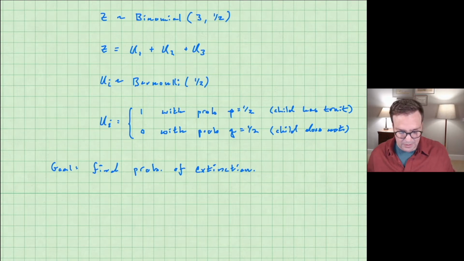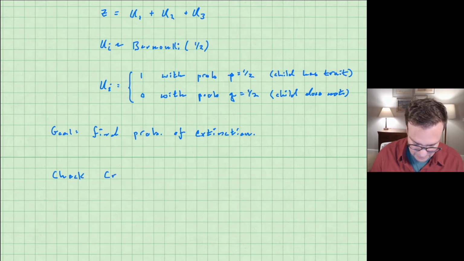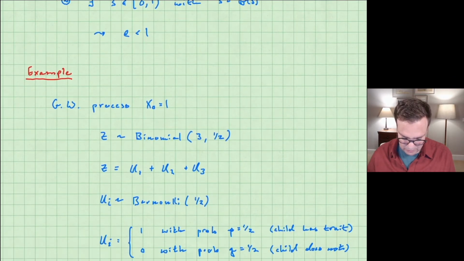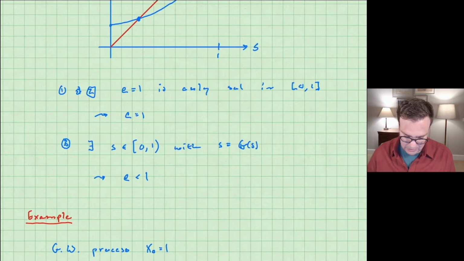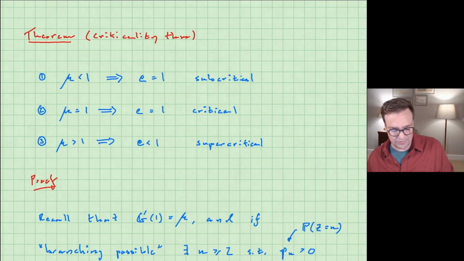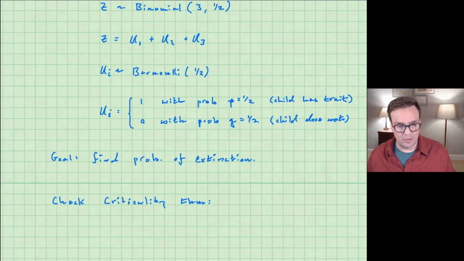That's the question. And right away, you can check the criticality theorem, the one that we just proved. And for that one, what did we have? The rule was that, let's go back to the top, it's easier to see it there. If mu is less than or equal to 1, then the population will go extinct. And if it's bigger than 1, then it has a probability of not going extinct.